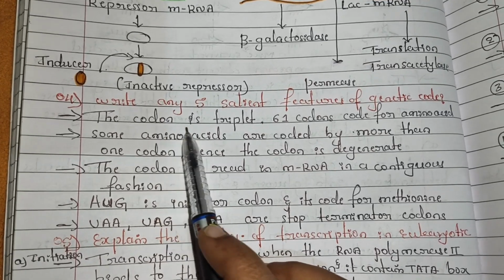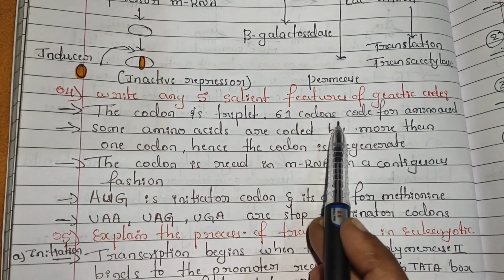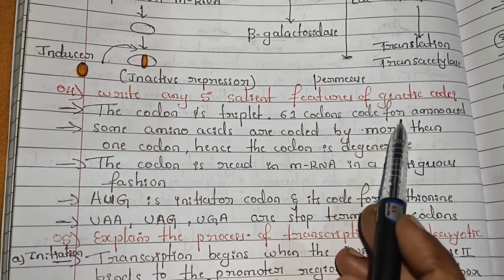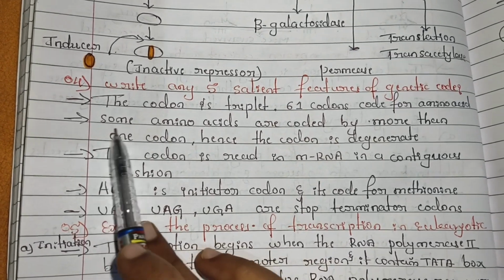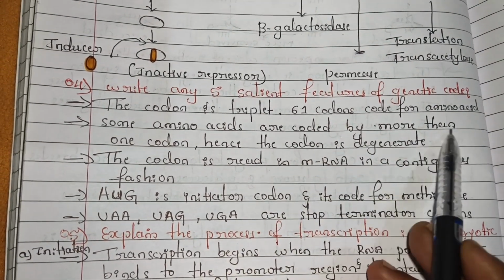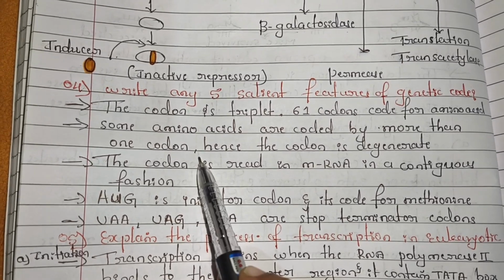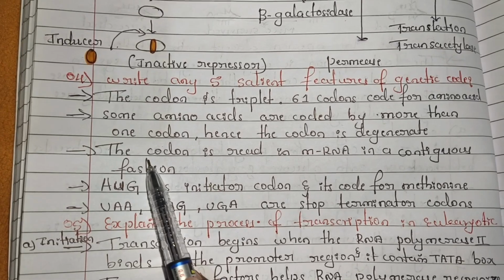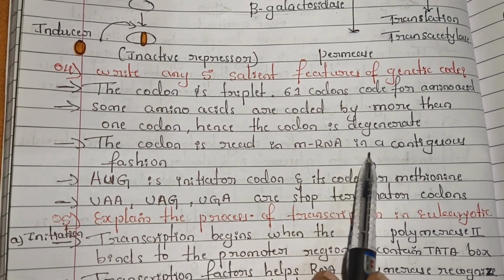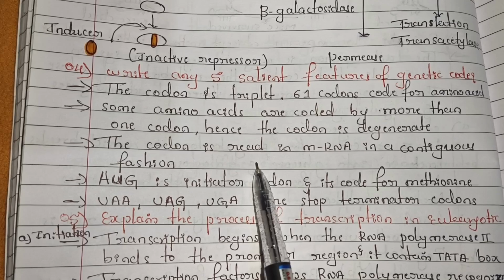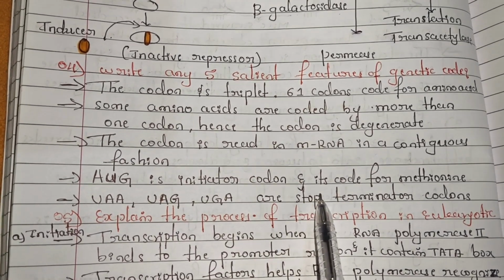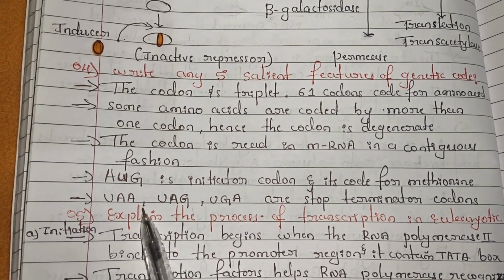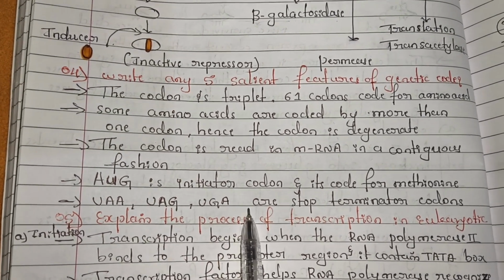Next one, fourth question: write any 5 salient features of the genetic code. First, the codon is a triplet, and 61 codons code for amino acids. Some amino acids are coded by more than one codon, hence the codon is degenerate. Next, the codon is read in mRNA in a continuous fashion. Next, AUG is the initiation codon, and it codes for methionine. And the stop codons or nonsense codons are UAA, UAG, UGA.